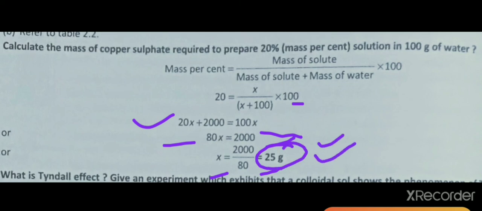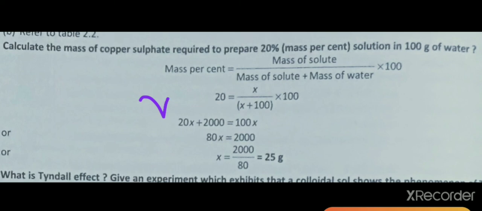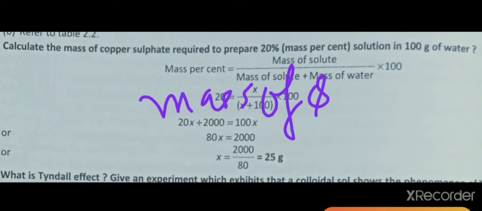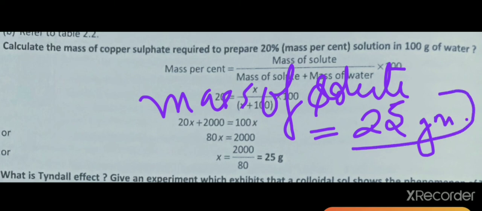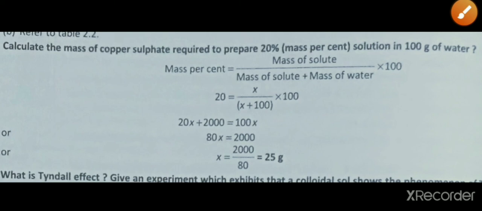Okay, so now students, you can see that here mass of solute, that is copper sulfate, is equal to 25 gram. Okay, so the question can be asked in this manner also. Okay, so this is all about today's lecture. Thank you, class.